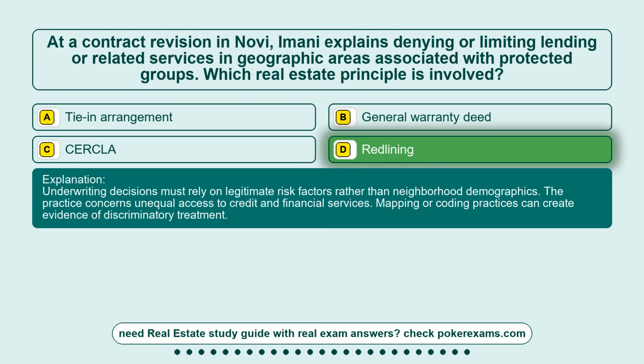Underwriting decisions must rely on legitimate risk factors rather than neighborhood demographics. The practice concerns unequal access to credit and financial services. Mapping or coding practices can create evidence of discriminatory treatment.